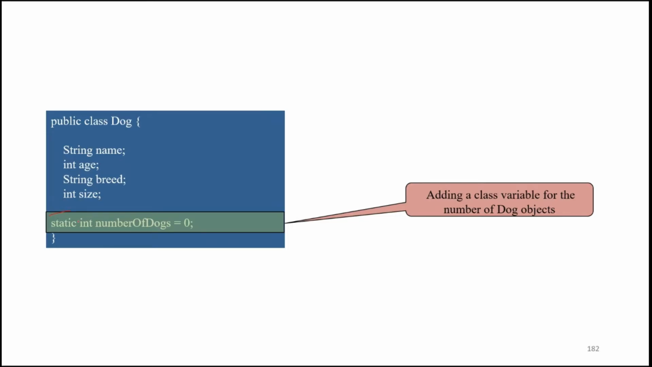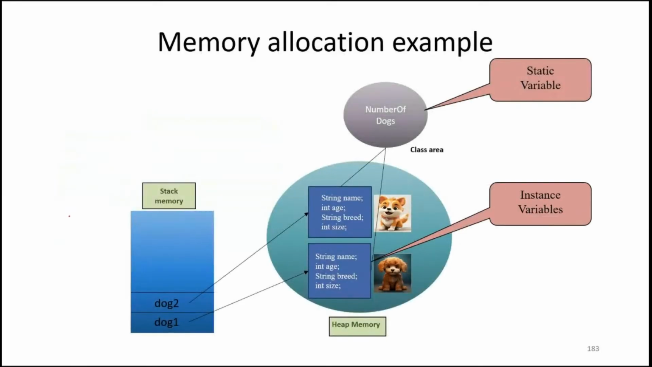Just before the variable, you write the word static. Now here we are coming, and diagrammatically we'll try to understand more about the memory allocation and about the static part.